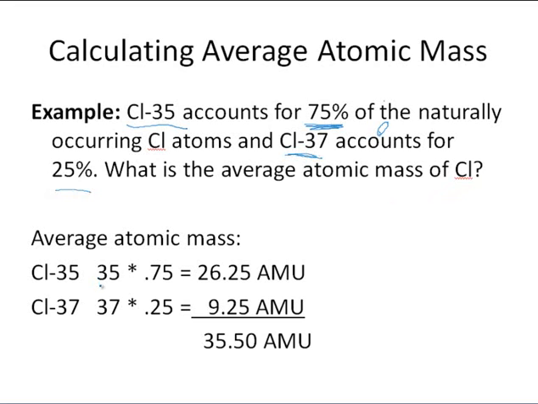So I take the 35, this tells me it weighs 35. I'm going to take that times 0.75 because it's 75%, and I get that. I'm going to take 37, which is the mass of the other isotope, multiply it times 0.25 because that's its abundance. Get that. I add them together, and this is what I get. Now I'm putting this unit here, AMU, which means atomic mass unit, and we're going to talk about that a little bit more.